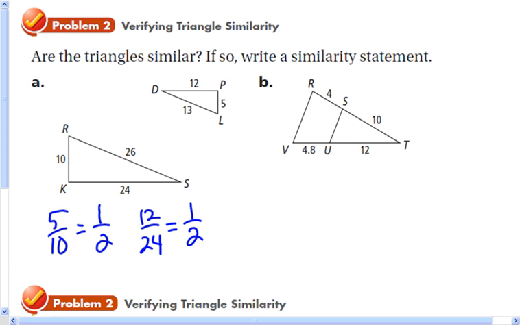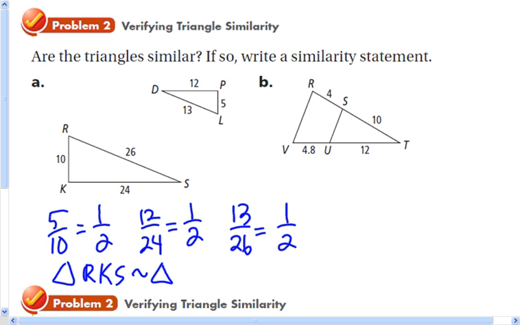And when we're given the sides, we need all the corresponding sides to be proportional. So we need to check the last one also, and that would be 13 over 26, which is also 1/2. So, because we got the same ratio for all sets of corresponding sides, we're going to say that triangle RKS is similar to triangle LPD, and that's by side-side-side similarity there.